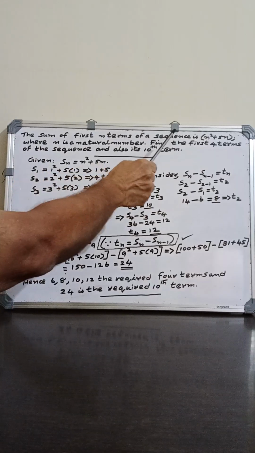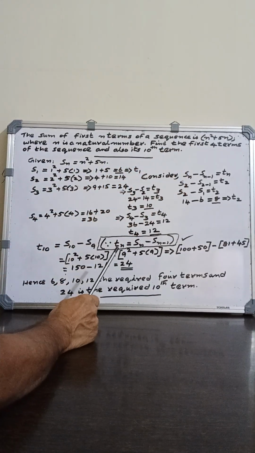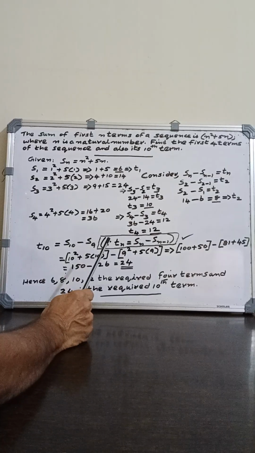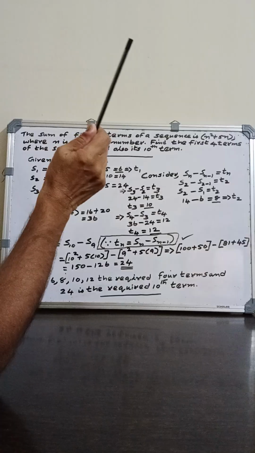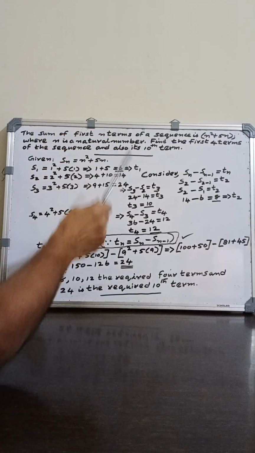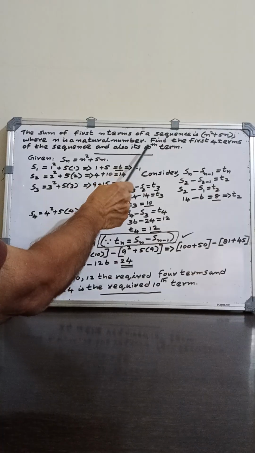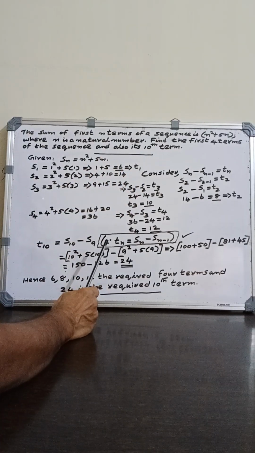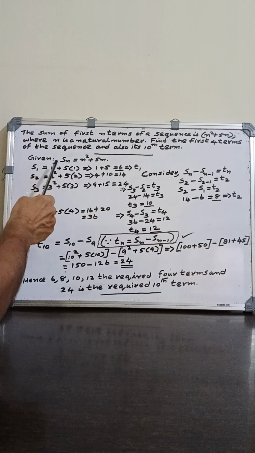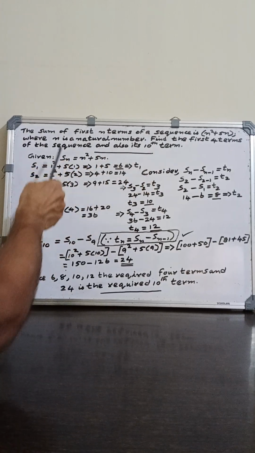Sum of first n terms is given as n squared plus 5n. From that, we have to find the terms. Then find the first four terms of the sequence and also its 10th term. Let us see how we can solve this problem. Sn equals n squared plus 5n, that is the given sum of n terms.